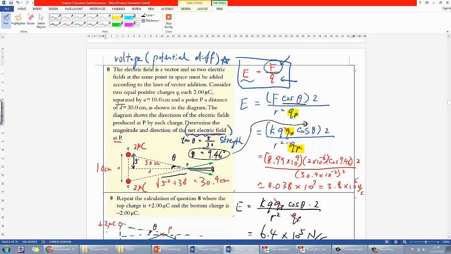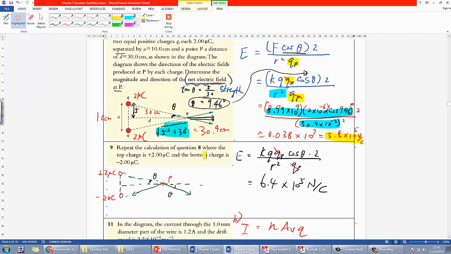Also the distance R, from the red charges to P, is again found by Pythagoras theorem, and it will be 30.4 cm. After you get everything, it's like cooking: you prepare all the ingredients, then put them into the equation, being a little careful with your calculator, and you can find the answer, which will be 3.8 times 10 to the power 5 Newton per Coulomb.